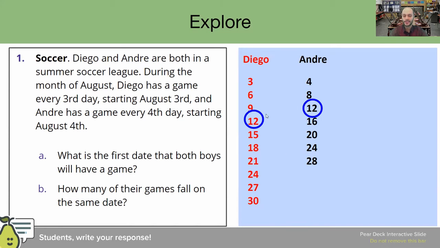We can clearly see here that 12 is the first number or the first day that both Andre and Diego will play a game on the same day. Excellent. So our answer to part A is, what is the first date that both boys will have a game? That answer is on the 12th day of August. Now, interesting fact here is, for Diego and for Andre, for the 3 multiples and for the 4 multiples, we actually stopped at number 30, and here we stopped at 28. Why do you think we did not keep listing multiples? Because there's a lot more multiples for 3, and there's a lot more multiples for 4. Why do you think we stopped?